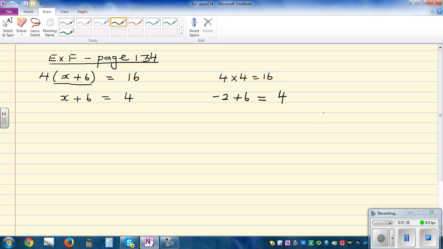I'll show you also a different way of doing this whole thing. So x has to be negative 2. Now let me show you a different way of doing this whole example. So this is one way. Some of you can do it this way, but for some, it'll be difficult.